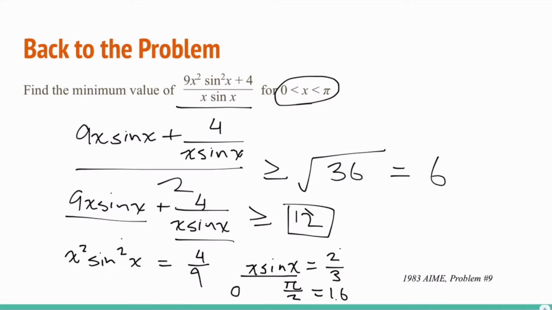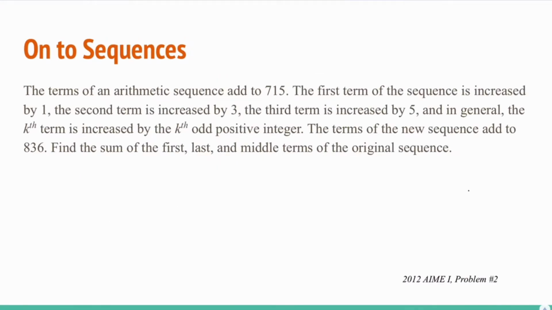And 2 by 3 is in this range. And since x sine x is a continuous function, 2 by 3 has to be possible as a value. Now let's solve some problems involving sequences.